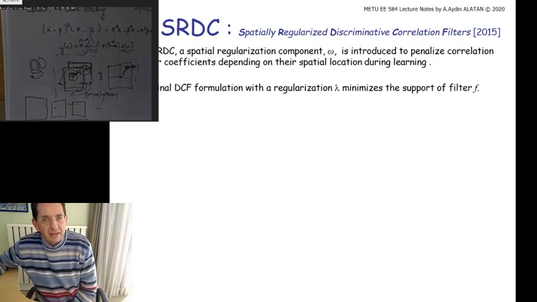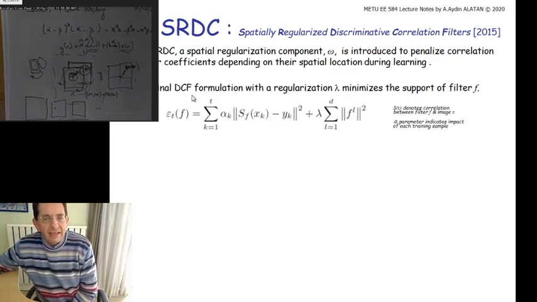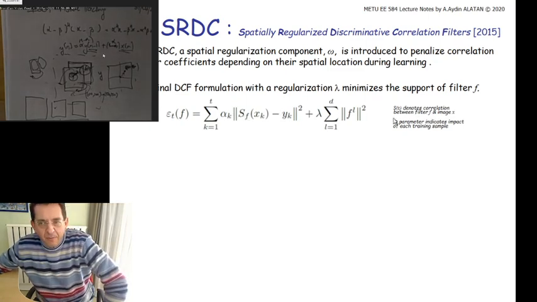Okay, let me explain what it is. This is our original DCF formulation. This S_F is nothing but F and the image X convolved or correlated. Therefore, the filter is F right now. X is the data, maybe a feature. T is the training data, and alpha is right now, just assume it's like an impact parameter of the training sample. At k, if k is 1, this is the nearest sample, for example. If t is the furthest away sample, the importance gets smaller and smaller. Just assume like that at this point.